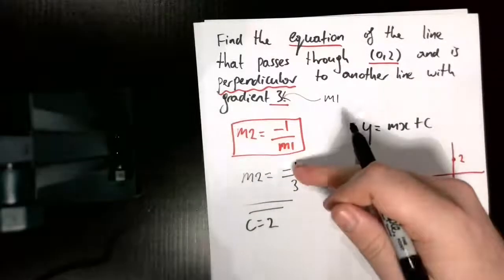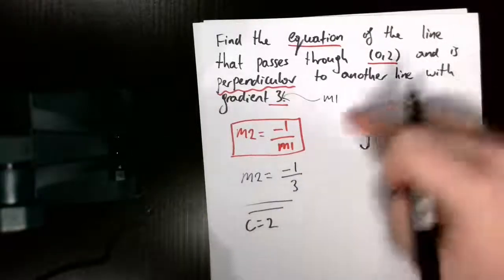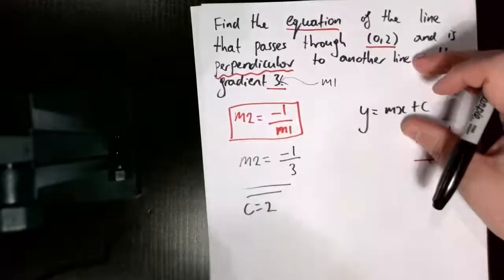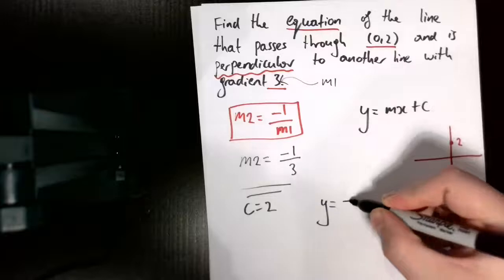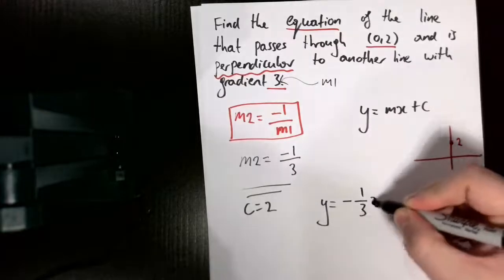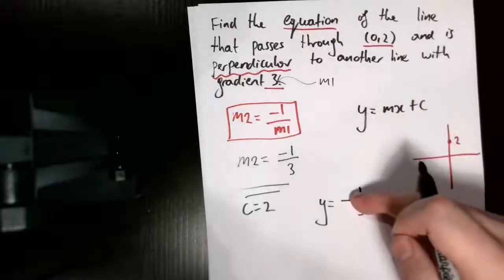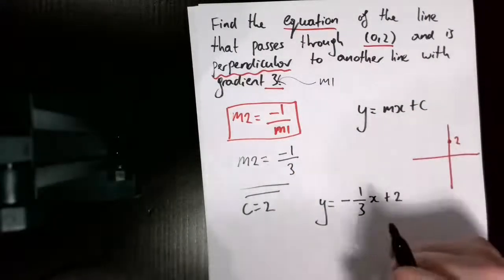So if I end up with the gradient and I end up with the y-intercept, I can just plug everything into my gradient intercept form to generate my new line. Okay, so my new line will look something like this. Y equals negative 1 over 3 x plus 2. Okay, I've just replaced my m with the negative 1 over 3. Okay, and I've replaced my c with the plus 2.